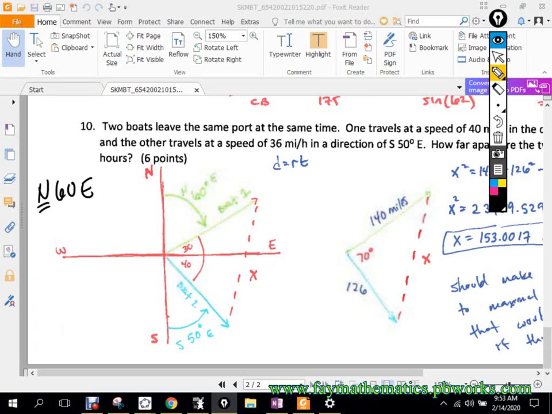Okay. The second boat was going south 50 degrees east. So go south, but now deviate 50 degrees towards the east. So that's 50. So it makes that 40, right? Now, if you guys know anything about vectors, you can take this vector, cut and paste it and put it right there.